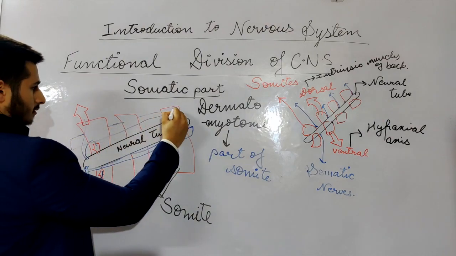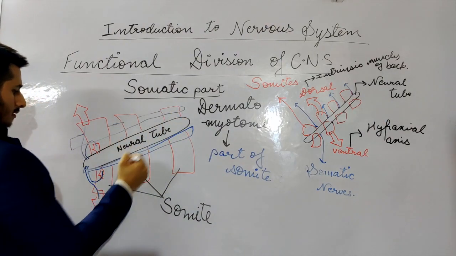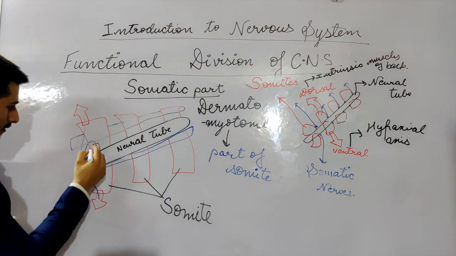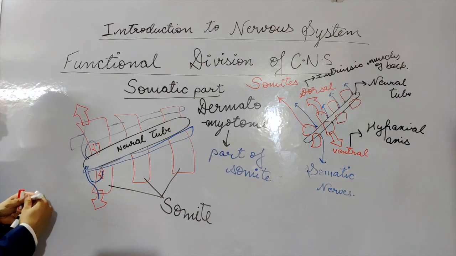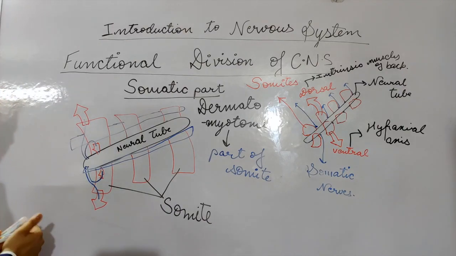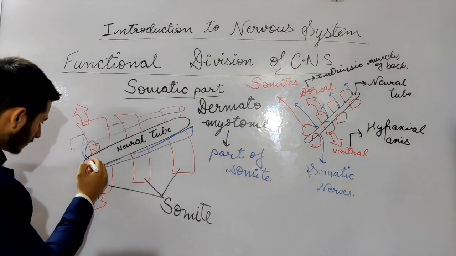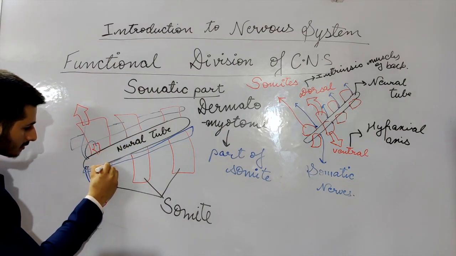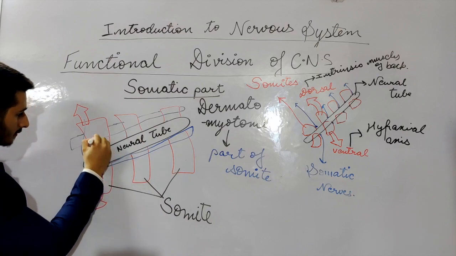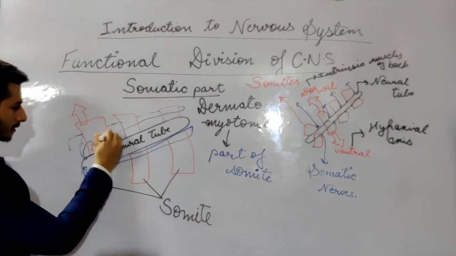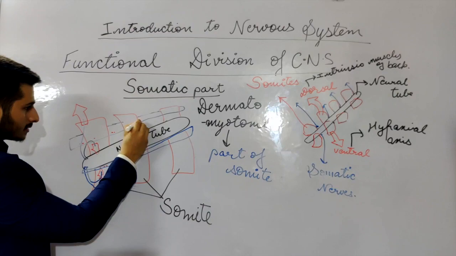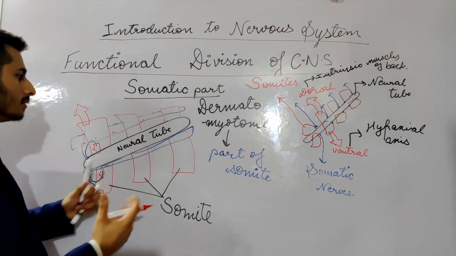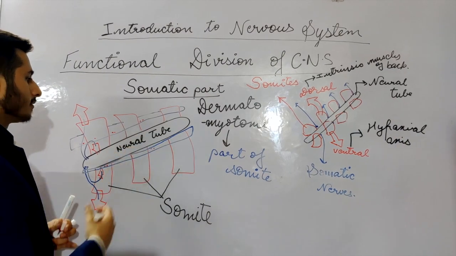This is a neural crest. The derivatives from the neural crest cells. So what is a neural crest? The neural crest helps in the formation of the neural tube.